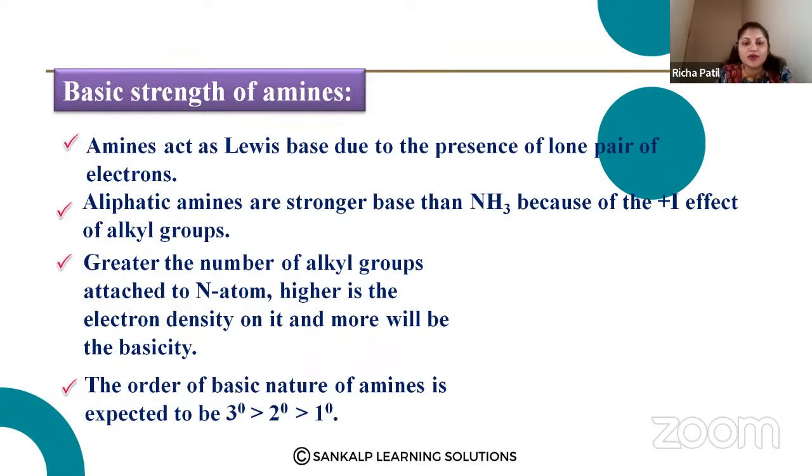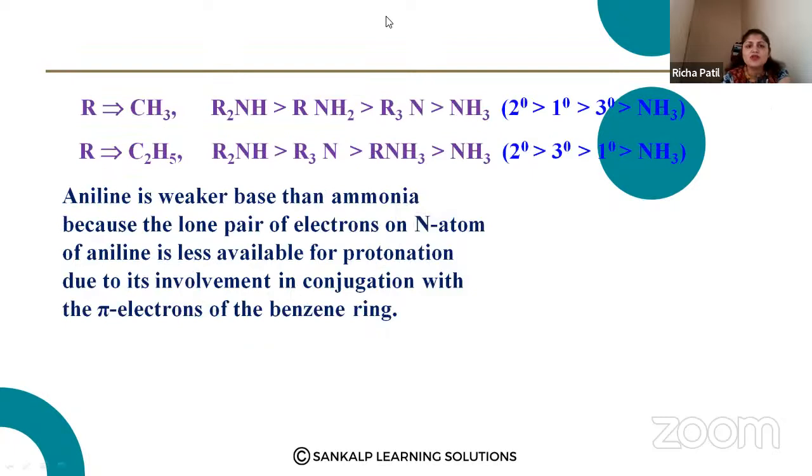As the number of alkyl groups on the nitrogen atom increases, the electron density also increases, and the basicity also increases. So tertiary will be more basic than secondary and primary. So this is the order.